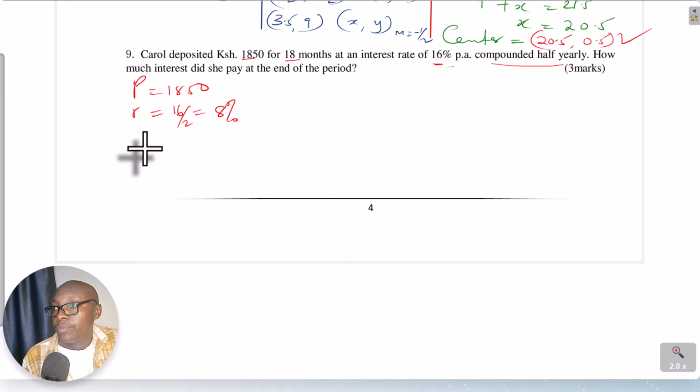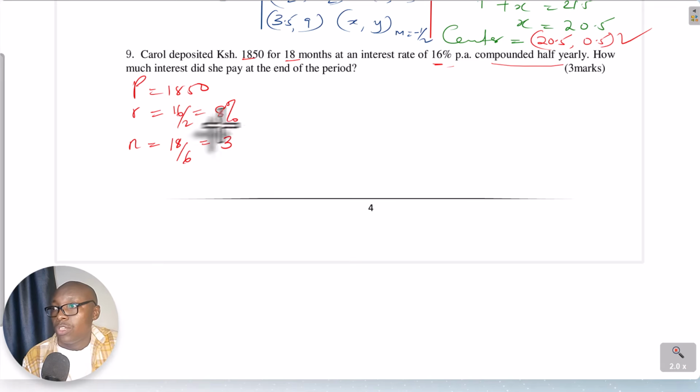Then the period of payment is 18 months, but we shall convert 18 months because this interest is being earned half yearly. That means after every 6 months there's interest. So to get the period that you're going to use, we divide by 6. So we shall have the periods of earning the interest to be 3 for 18 months. So interest is earned after every 6 months, that is half yearly.